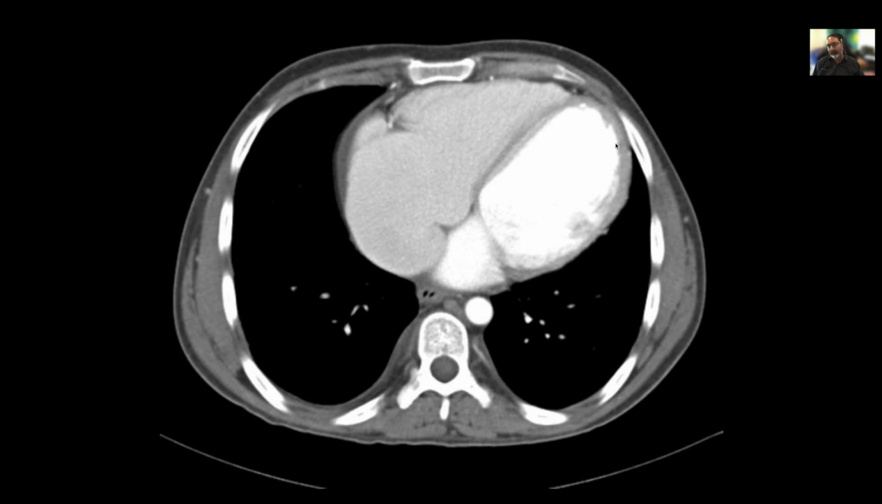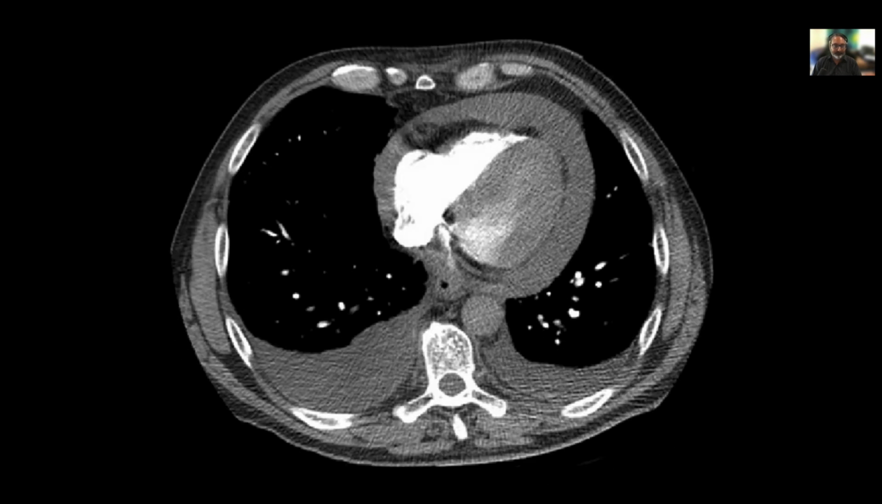Probably a slight lessening of the thickness of the left ventricle. That's true. The wall looks, or at least the chamber looks larger, which could be a dilated heart. Yes, or just a dilated failing heart, absolutely. You got it right. It is a dilated heart. Good. All right, next one.